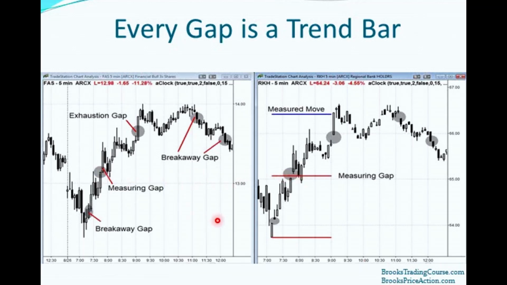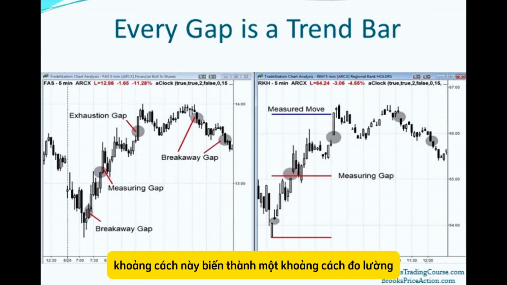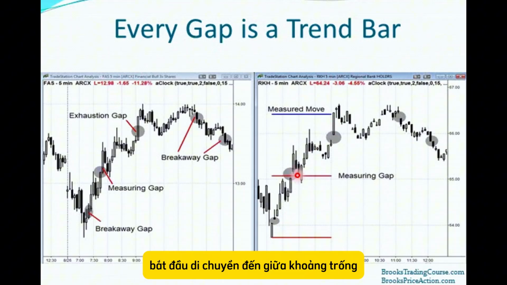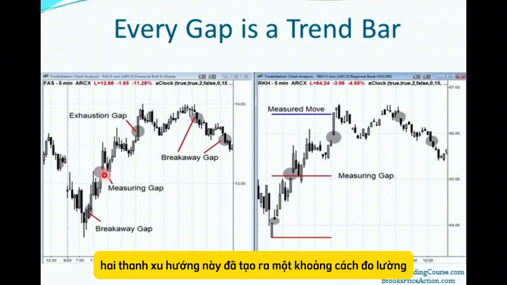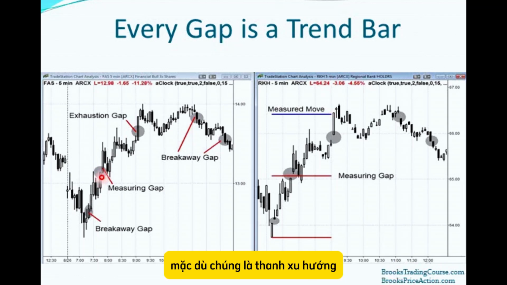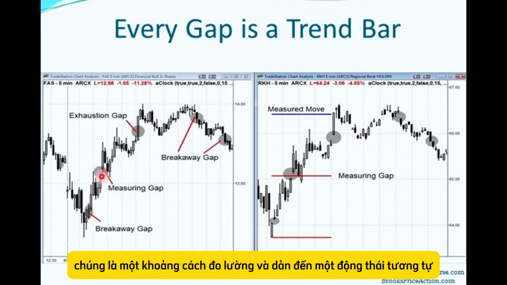All right. This gap turned into a measuring gap. The start of the move to the middle of the gap led to a measured move up. These two trend bars created a measuring gap. Even though they're trend bars, they're a measuring gap, and leads to a similar move up.